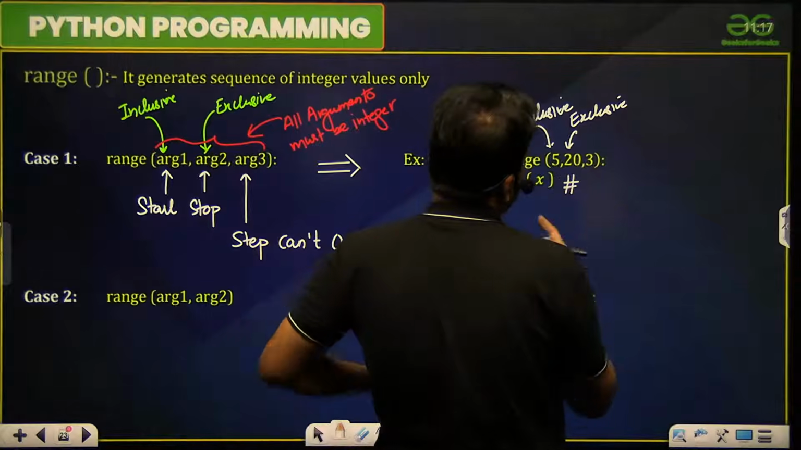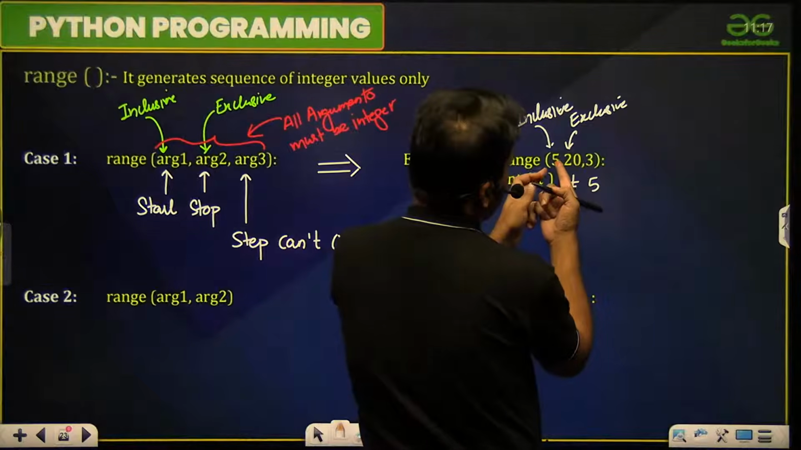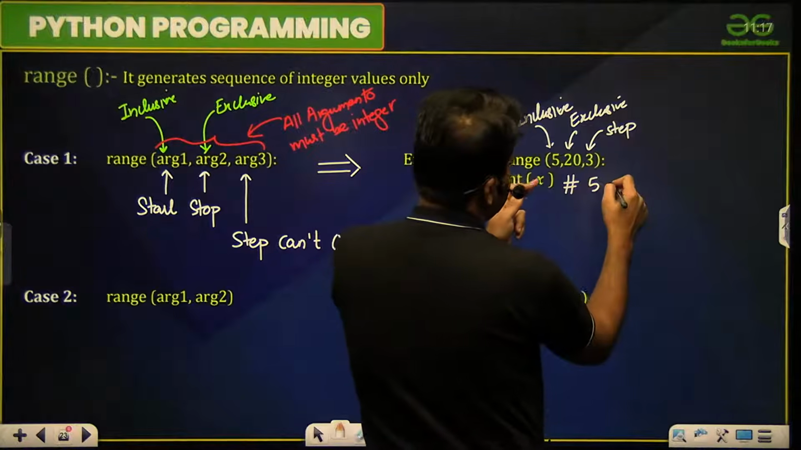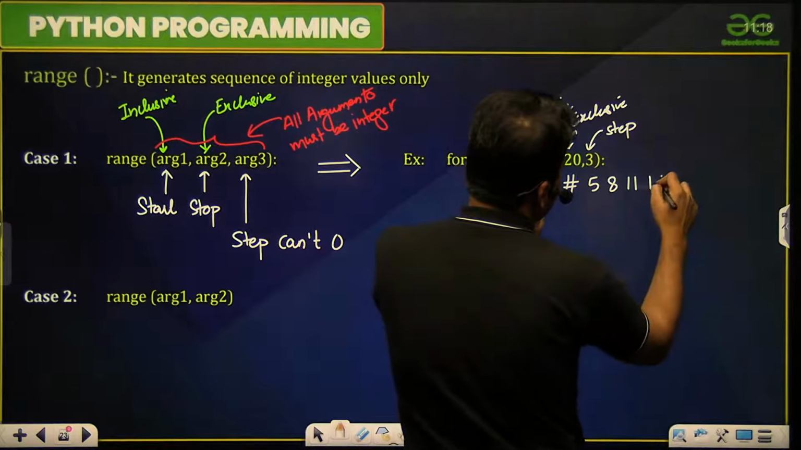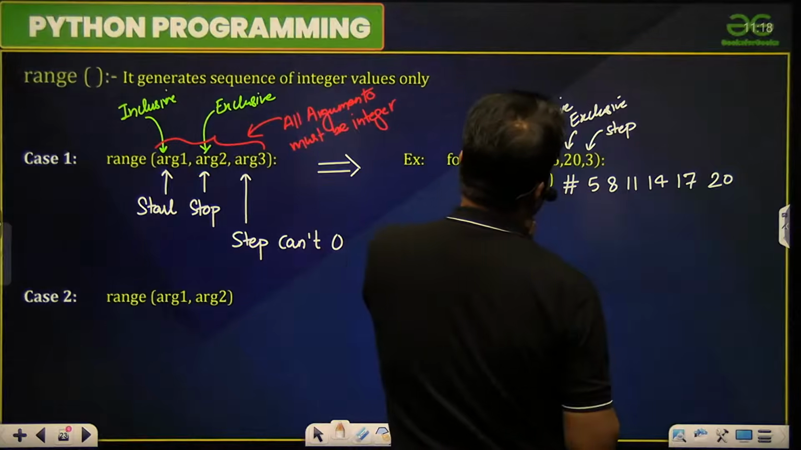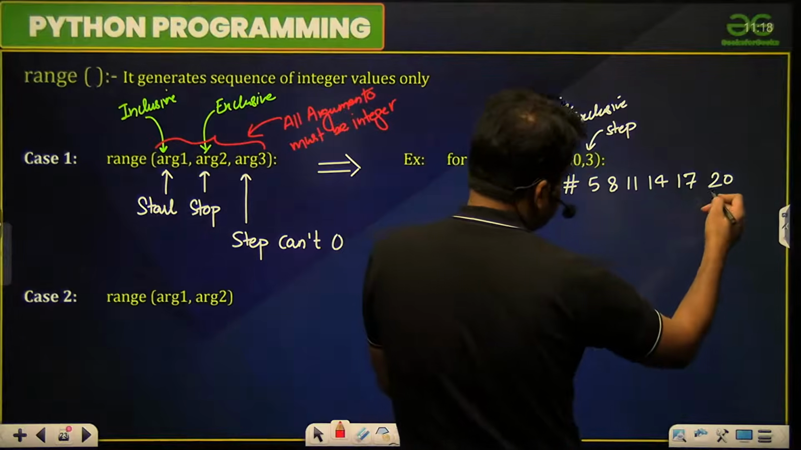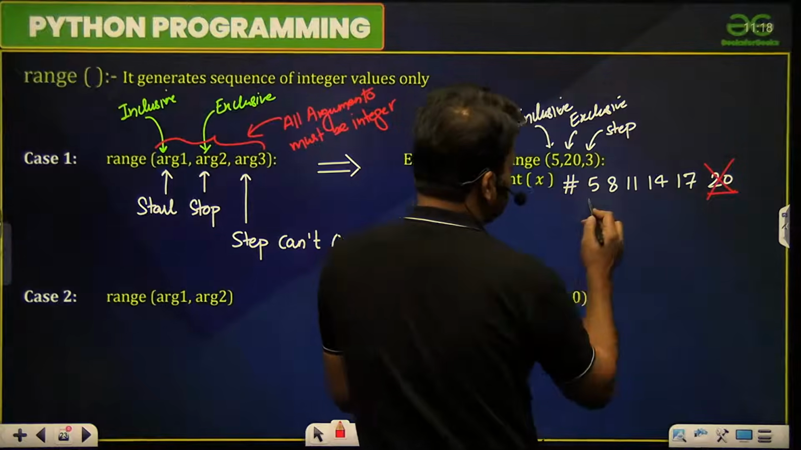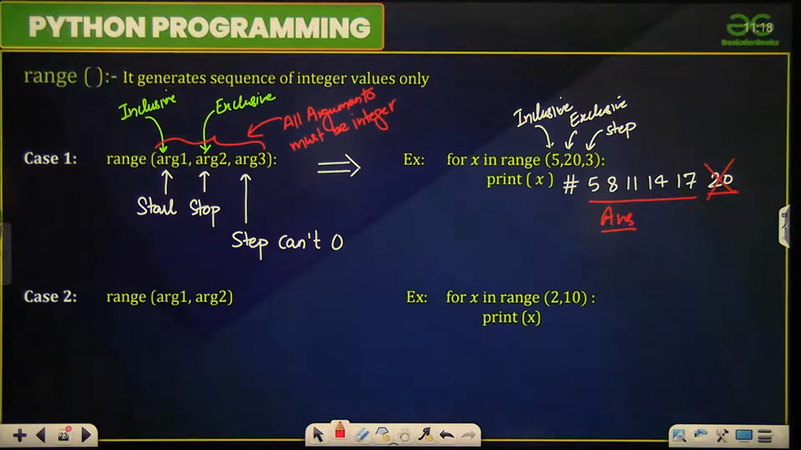So what sequence does it generate, student? First it generates 5, so it prints 5. After 5, 5 plus 3, this is the step. 5 plus 3 is 8, next is 8. Then 8 plus 3 is 11. 11 plus 3 is 14. 14 plus 3 is 17. 17 plus 3 is 20, but 20 is exclusive. This is the stop, and 20 is exclusive, so that's why this is your answer. It prints 5, 8, 11, 14 and 17.